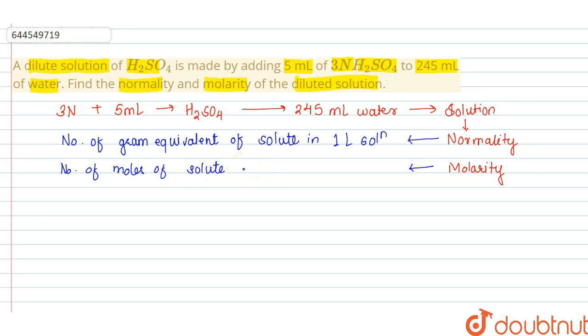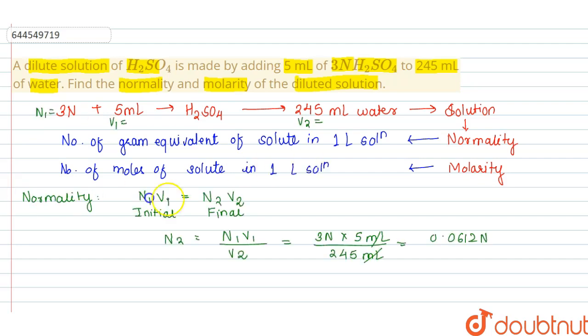N1 is 3 normal and V1 is equal to 5 ml and V2 given is 245 ml, so we have to find out the N2. So N2 is equal to N1 V1 upon V2, which is equal to 3 normal into 5 ml upon 245 ml. So here ml and ml will get cancelled and N2 will be equal to 0.0612 normal. So the normality of the solution is 0.0612 normal. Now we'll calculate the molarity.